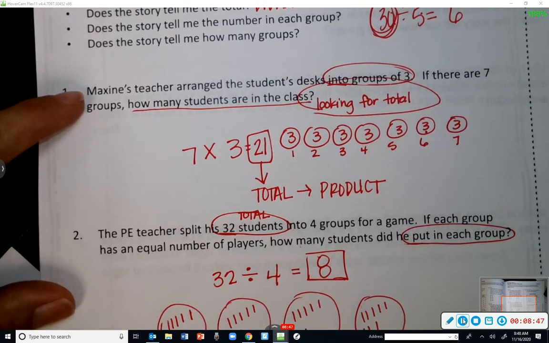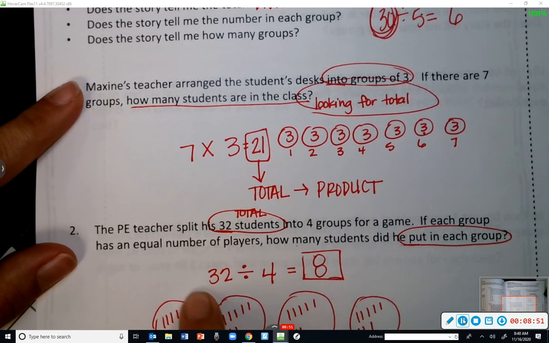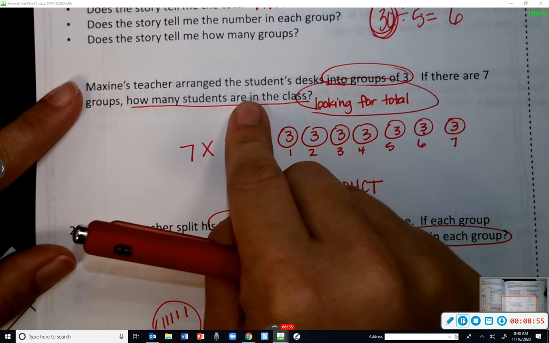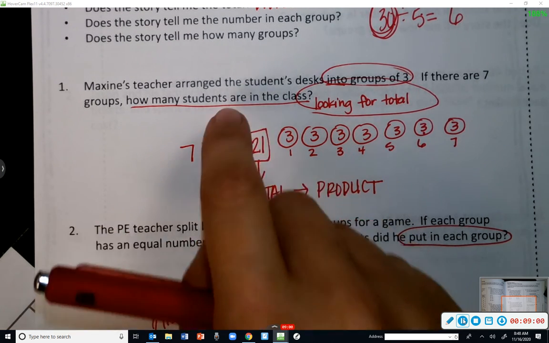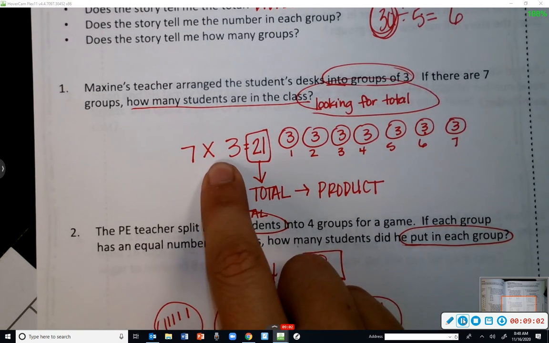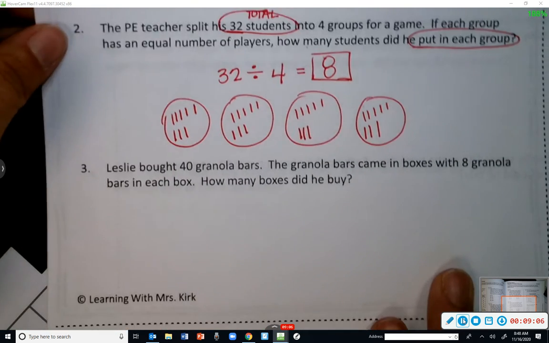But do you see the difference in these two problems? Yes. This one we're given the total, and it talked about splitting it up, so we divide. This one asked us how many students are in the class, so that means we had to find the total. So to find a total, we multiply. Okay? That's what we're looking for, those differences. Number 3.